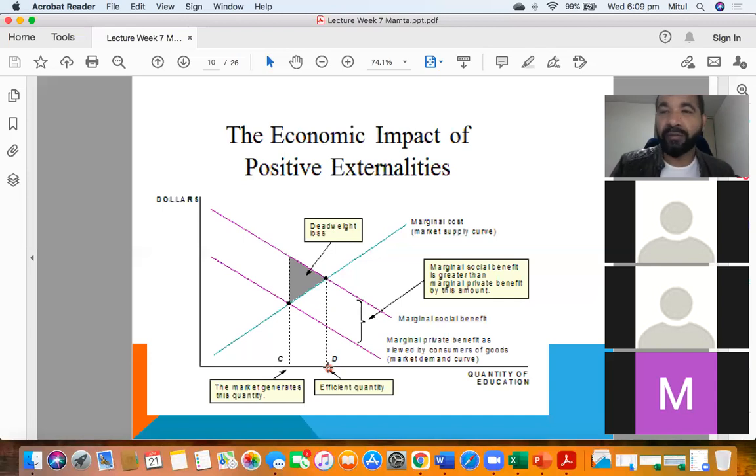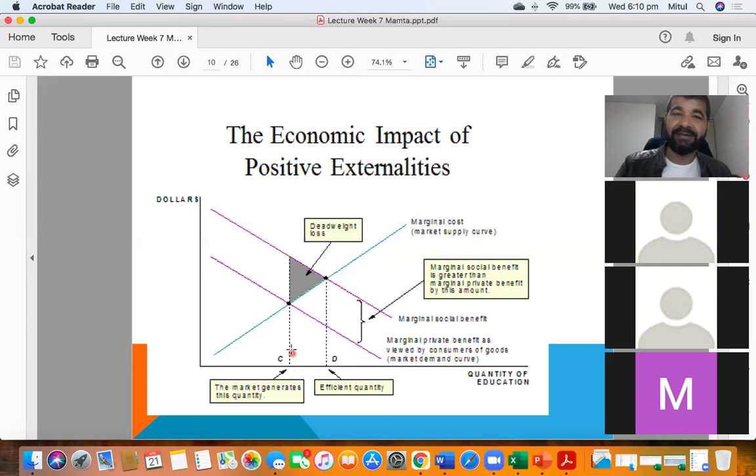But the private producers feel comfortable producing here because they think only about the market equilibrium quantity. They do not think about the social equilibrium quantity. Make sense? If they produce this quantity D, then it is best for society. But producers do not consider the social need. They consider the market needs. They think about demand and supply.